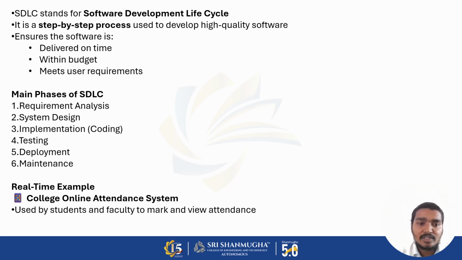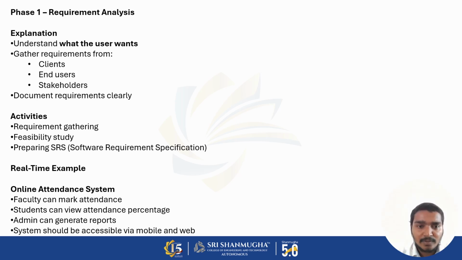The main phases of SDLC are six types: first, requirement analysis, system design, implementation and coding, testing, deployment, and maintenance. These are the main phases of the software development life cycle. A real-time example is the college online system, used by the students and the faculty, so they can view marks and view attendance.